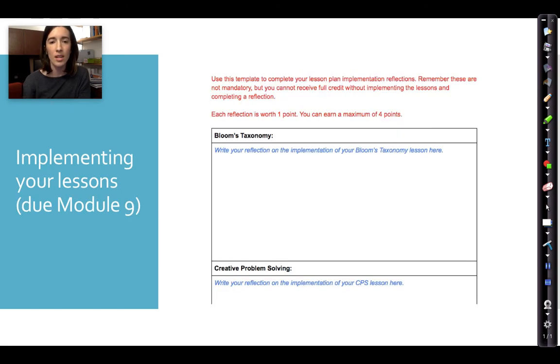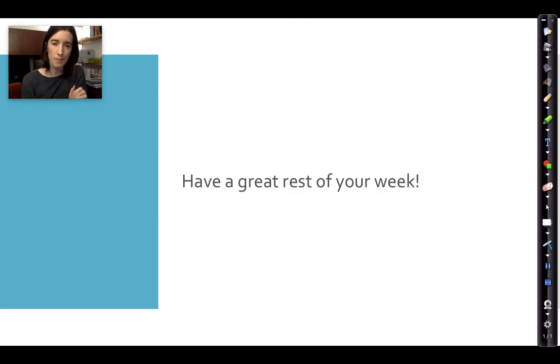And then, in Module 9, you're going to have all of your reflections of implementing that lesson, and submitting that will get you your maximum of 4 points. So that's all I have.